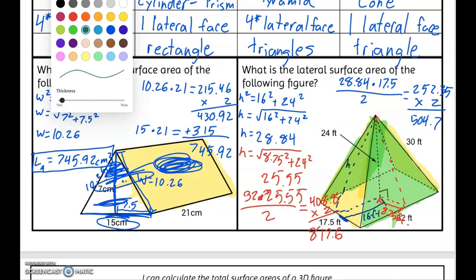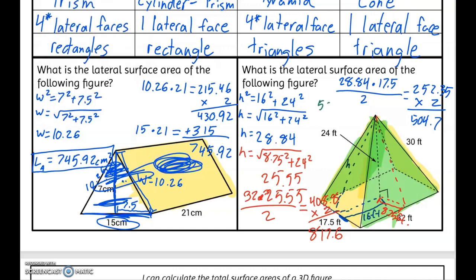So now we have the areas of both of my sets of lateral surface area. So what we're going to do is we're going to add those together. So we're going to do 504.7 plus 817.6. When we do that, we get 1322.3. So the total lateral area equals 1322.3 feet squared.